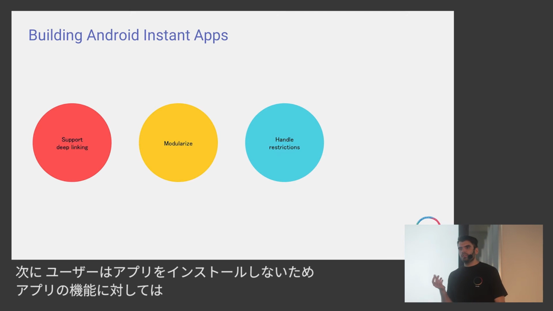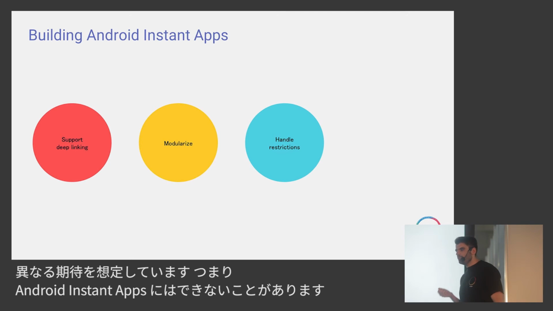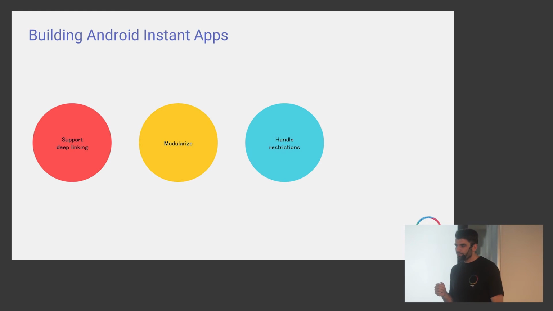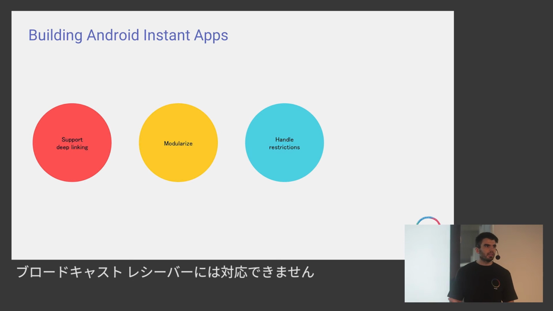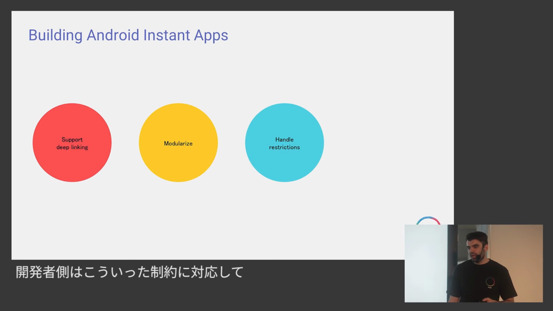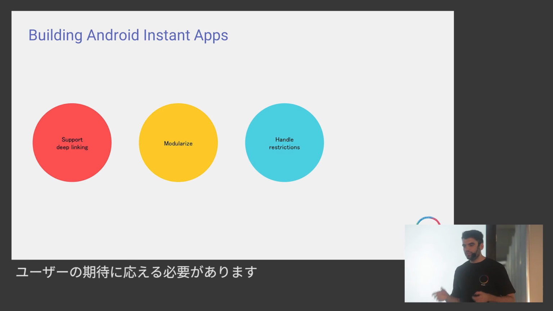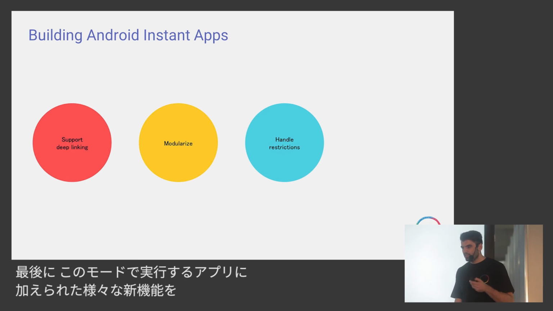Next, because users don't install the app, we think there may be different expectations of what an app can do. This means that Android Instant Apps will not be able to do certain things, such as creating a home screen widget, executing long-running background services, or using broadcast receivers. As a developer, you'll have to handle these restrictions in order to adapt to the different user expectations.